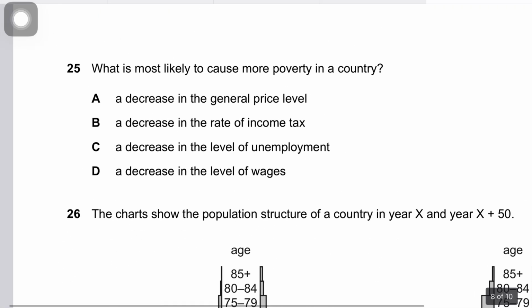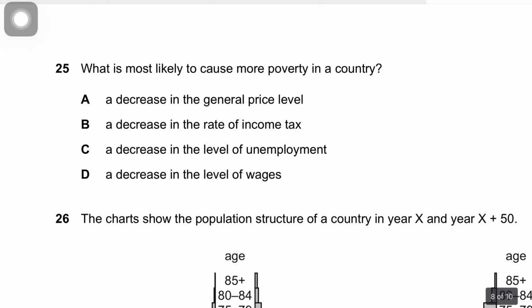What is most likely to cause poverty in a country? Question number 25. Option A, a decrease in general price level. A decrease in general price level will increase purchasing power, and people can buy more with the same income. So this is unlikely to increase poverty. So this is not the right answer. Option B says a lower income tax rate. A lower income tax rate would increase disposable incomes.